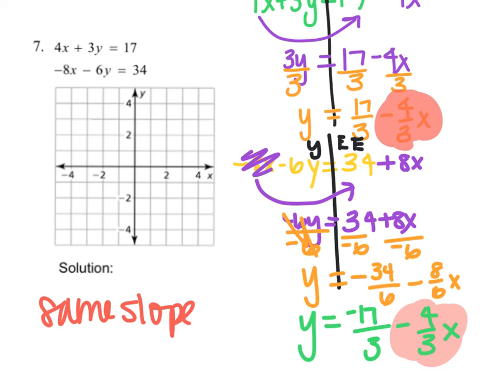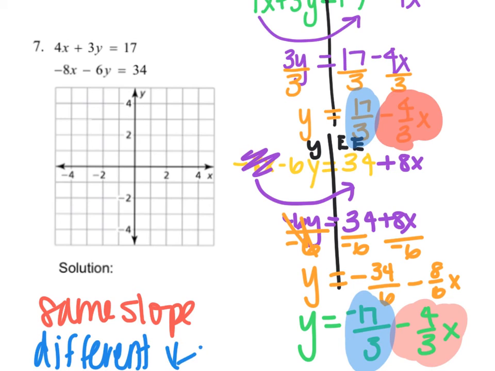But let's look at their y-intercepts. So the y-intercepts, recall, are the numbers that are by themselves. Well, this one is positive 17 over 3, and this one is negative 17 over 3. So those y-intercepts are different. So they have the same slope, but different y-intercepts. That means when we graph these two lines, because of this criteria, these lines are going to be parallel.